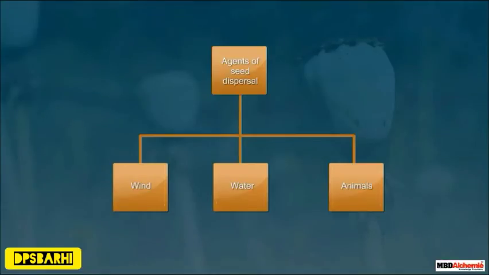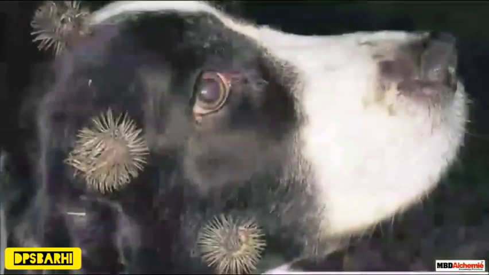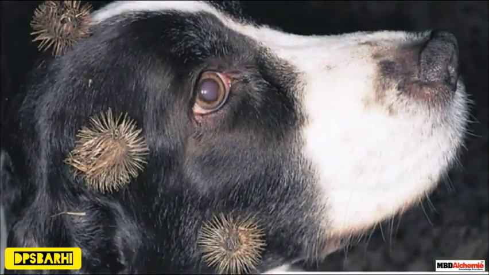Lastly, let us see how animals act as an agent for seed dispersal. Seeds of some plants, such as that of cocklebur, are surrounded by hooks or spikes, which stick to the body of furry animals and are carried away.